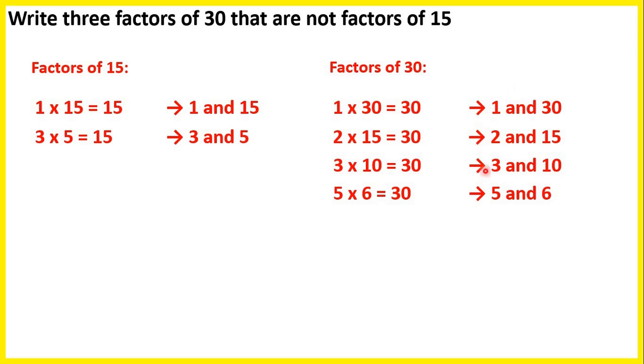Now we need to write 3 of these factors of 30, but we can only write factors of 30 that are not factors of 15. So we can't write 1 because that's a factor of 15 as well. And we can't write 15, we can't write 3, and we can't write 5. So the factors of 30 that are not factors of 15 are the numbers 2, 6, 10 and 30. So we need to write 3 of these 4 numbers here.